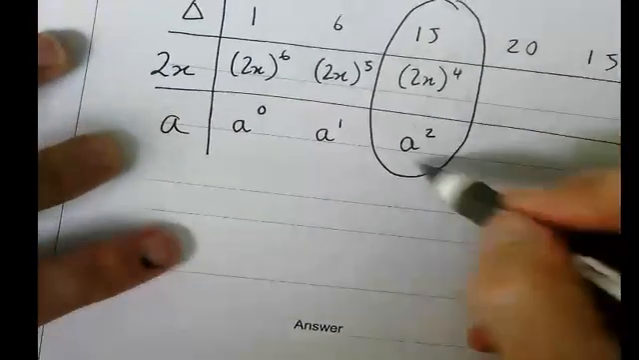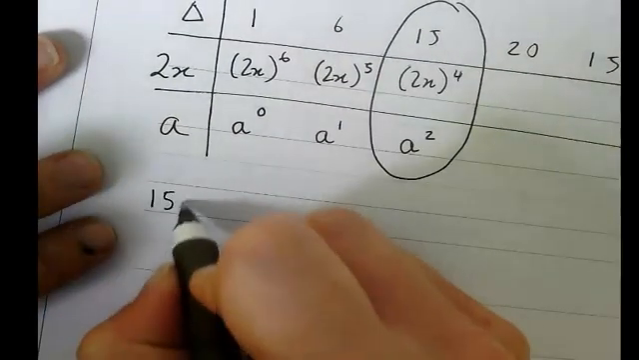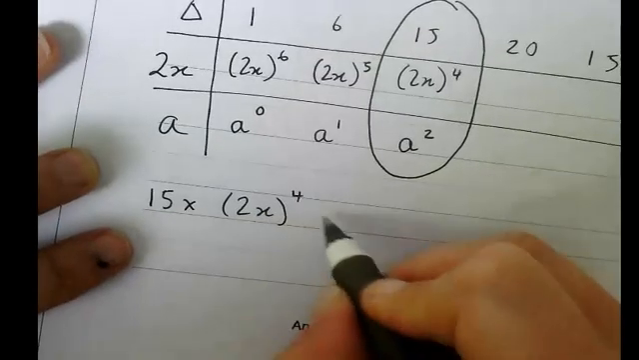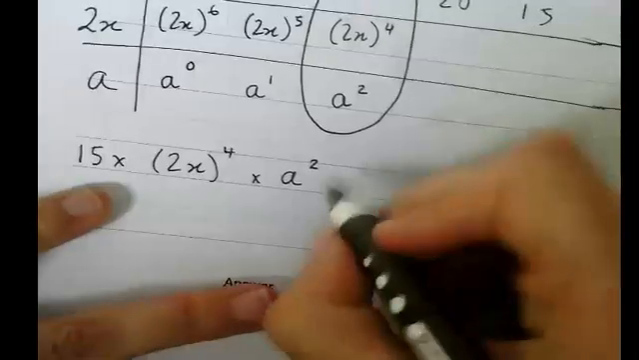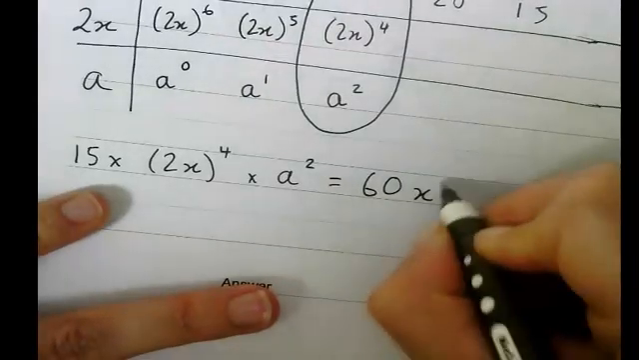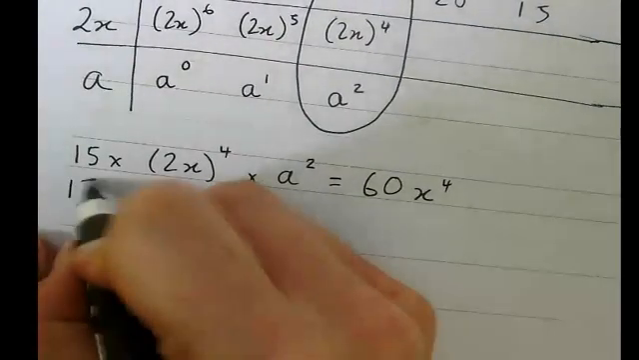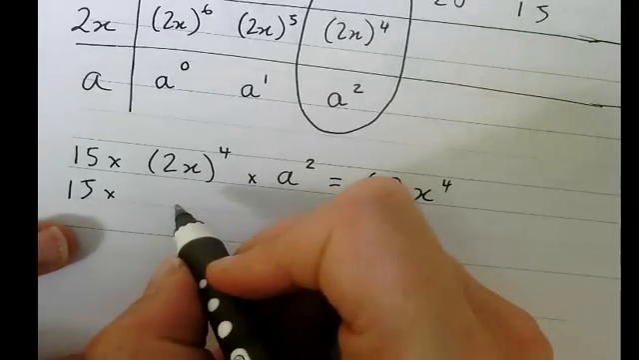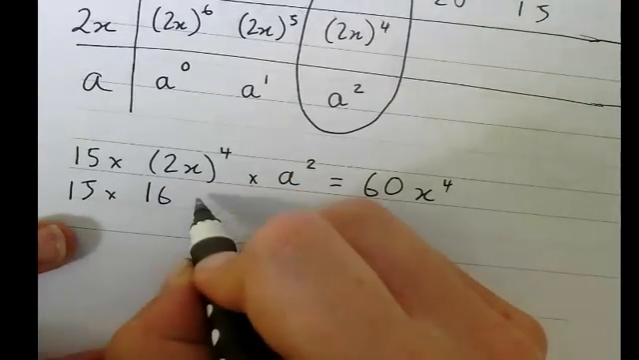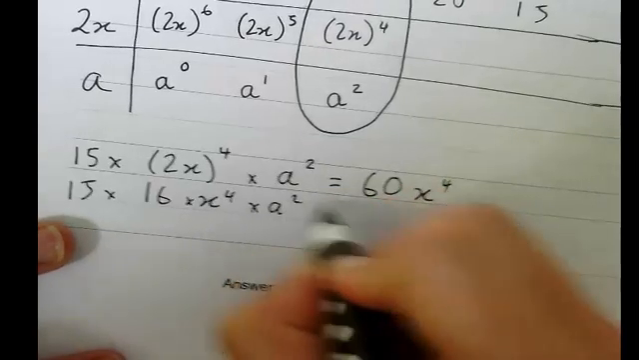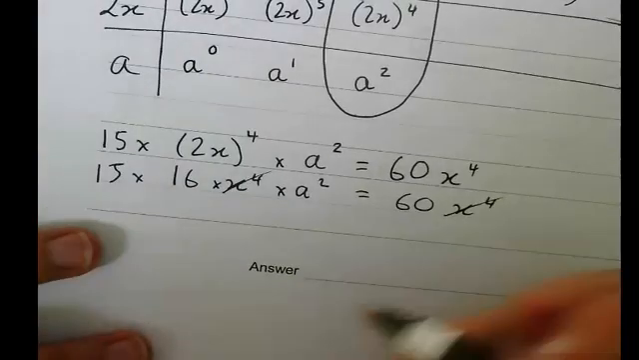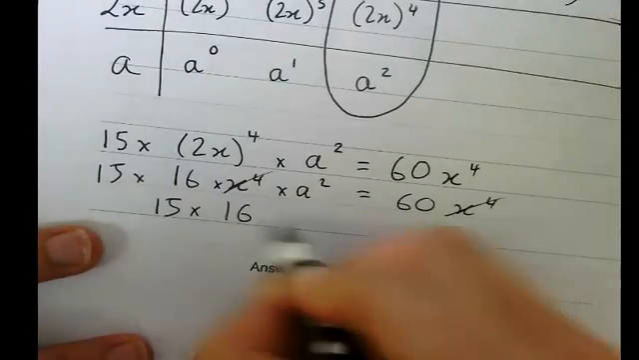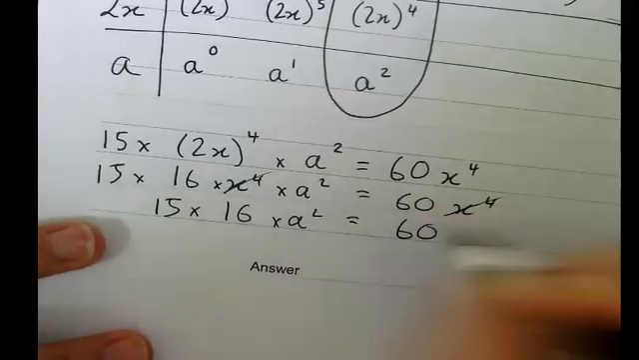Zooming in on this column, I need to now multiply these together. So I've got 15 times 2x to the 4 times a squared. And it told me that the coefficient of x to the 4 is 60, so that's equal to 60x to the 4. So 15 times 2 to the 4, which is 2 times 2 times 2 times 2, is 4 times 4, is 16. 16x to the 4 times a squared equals 60x to the 4. I can get rid of my x to the 4s. So I've got 15 times 16 times a squared is equal to 60.